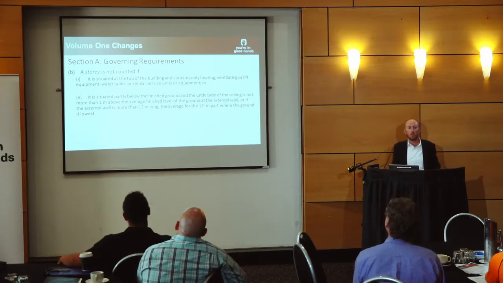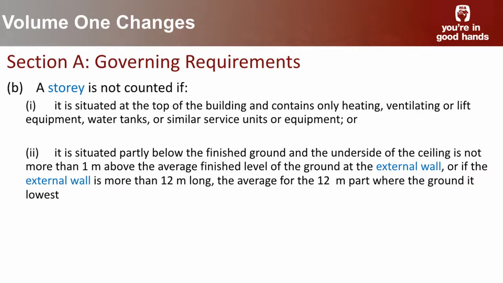So part of that includes looking at rewriting some of the clauses of the code. So this is one clause in the code that is extremely difficult to understand. And I'll just read it out to you and I'll have to take a breath first. And it says, a story is not counted if, and I'll read you subclause Roman 2, it is situated partly below the finished ground level and the underside of the ceiling is not more than 1 metre above the finished ground level of the ground at the external wall, or if the external wall is more than 12 metres long, the average of the 12 metre part where the ground is at its lowest. How'd you go understanding that?